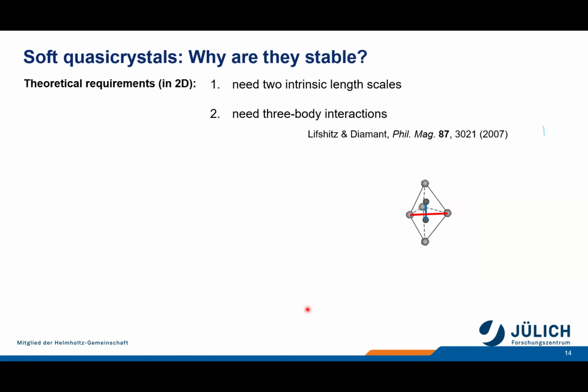So the question is, why would they be stable? And in 2007, there was the first report by Lifshitz and Diamant, who looked into a theory for two-dimensional quasicrystals. And they concluded if this is a non-metal, then you need two conditions to make a quasicrystal. You need two intrinsic different length scales, and you need three-body interactions.